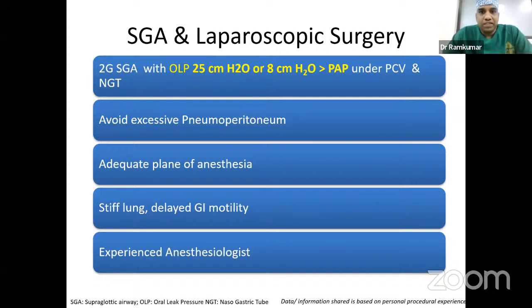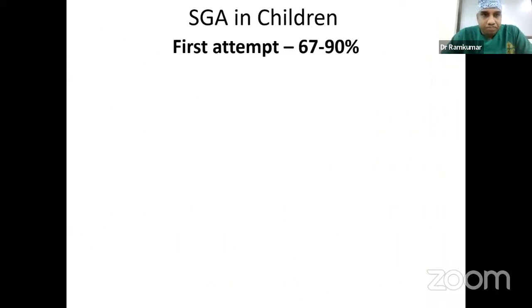So there won't be any chance of leak or less chance of aspiration. And try to avoid excessive pneumoperitoneum. Ask the surgeon to limit it to less than 12. Maintain an adequate plane of anesthesia, a paralyzed patient all throughout the procedure, and try to avoid a patient who has got poor lung compliance or delayed GE motility. Again, it's very good if it's careful and in experienced hands.